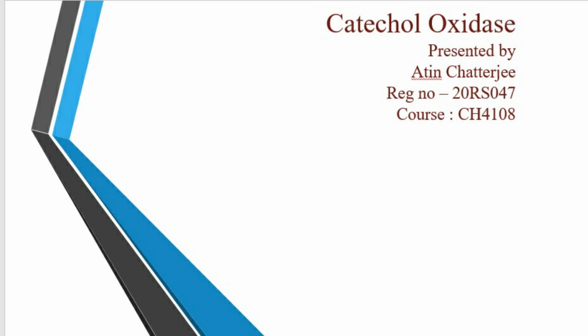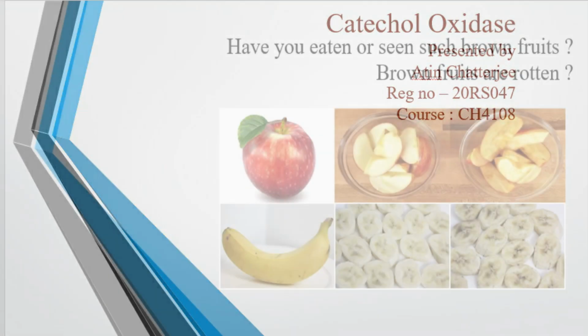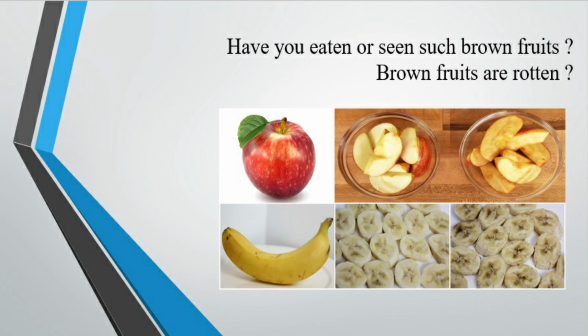I am going to show a presentation on the topic of Catechol Oxidase Enzyme. We see brown spots appear on the fruit. If we cut a piece of an apple and keep it in air, it becomes brown after some time. The event is called fruit browning.